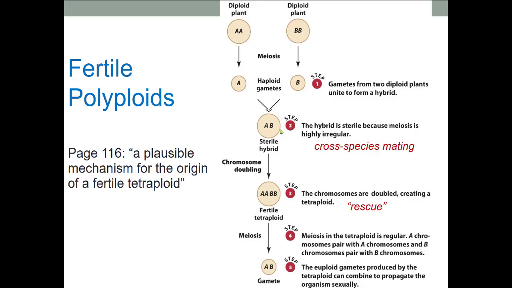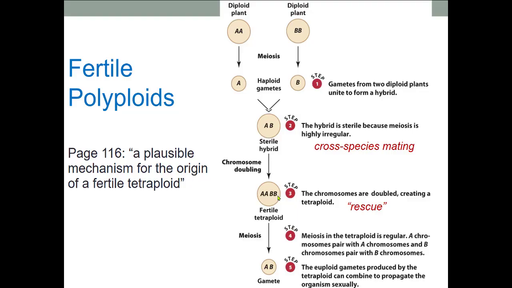Well, now what if we had a complete non-disjunction event? So this is a chromosome doubling. This is super rare. Okay, I don't want you to think this happens all the time. But if for some reason a cell went through the beginnings of, say, mitosis, doubled all the DNA, but then didn't divide, we would end up with a cell that now has 2 copies of the A genome in its entirety and 2 copies of the B genome in its entirety.